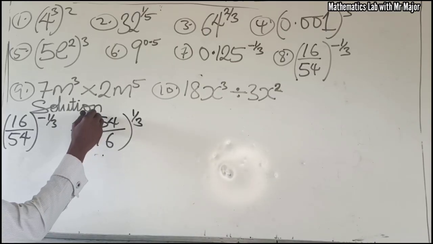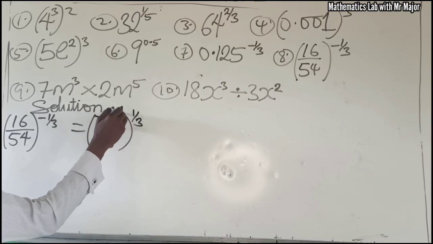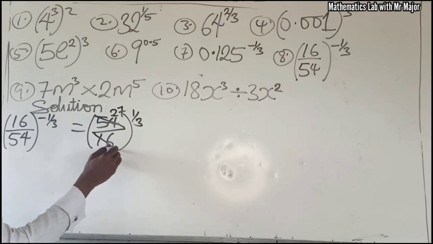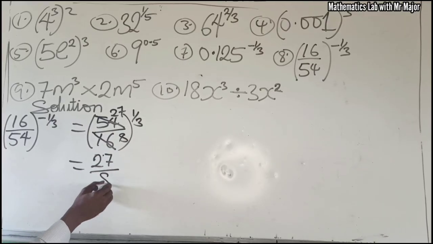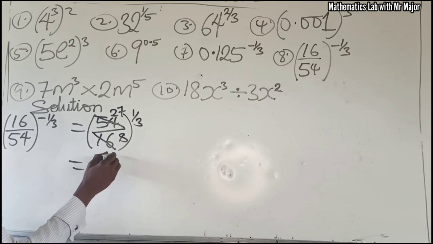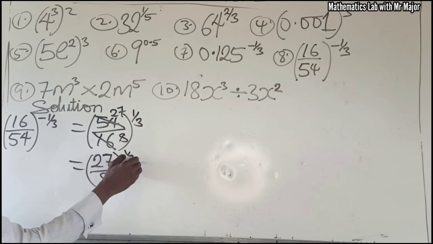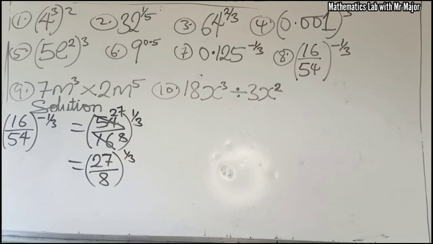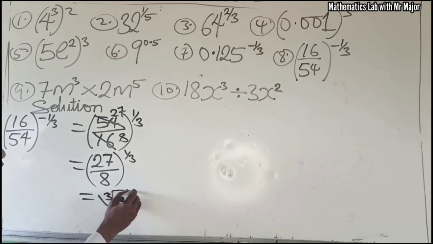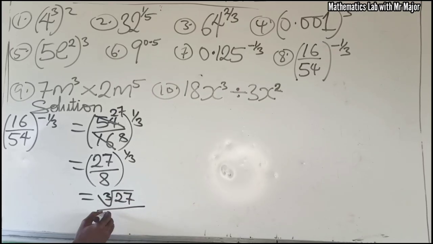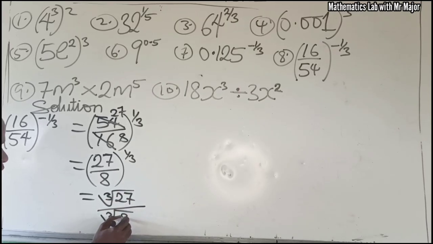So let us divide. If 2 divides 54, we have 27. If 2 divides 16, we have 8. So that means we are now having 27 over 8, 27 over 8 raised to power 1 over 3. Now, both of them have cube roots. So that means we are now having cube root of 27 over cube root of 8.